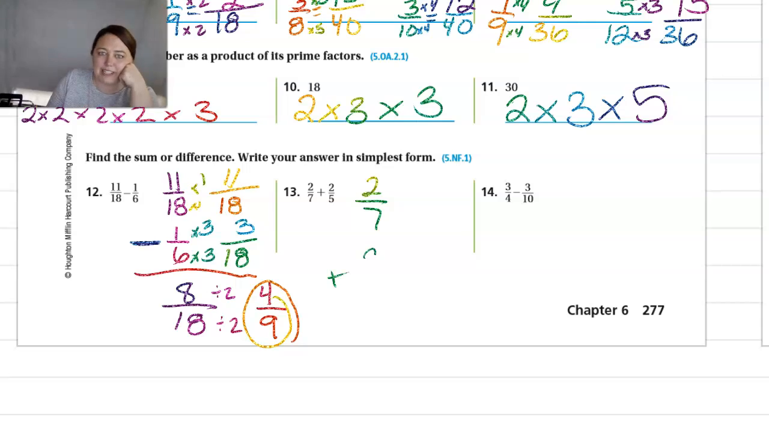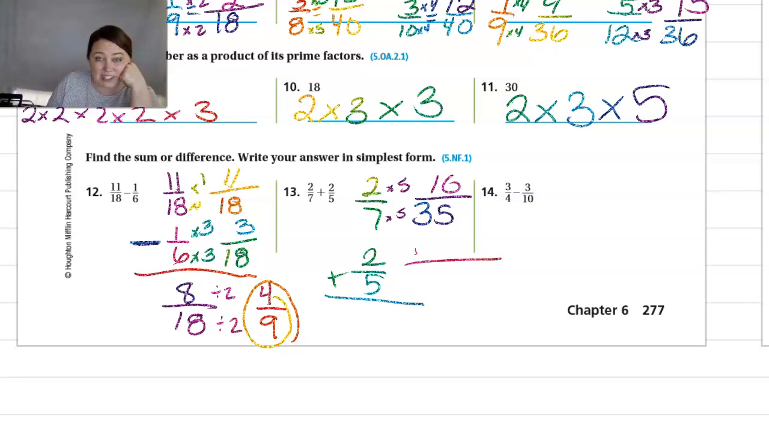All right. 2/7 plus 2/5. My least common denominator here is actually 35. 7 times 5 is 35. 2 times 5 is 10. 5 times 7 is 35. 2 times 7 is 14. Now I add 10 plus 14 is 24. My denominator never ever changes unless I'm doing this.